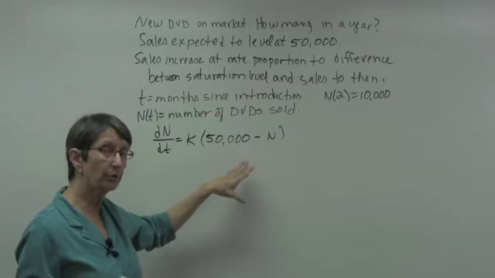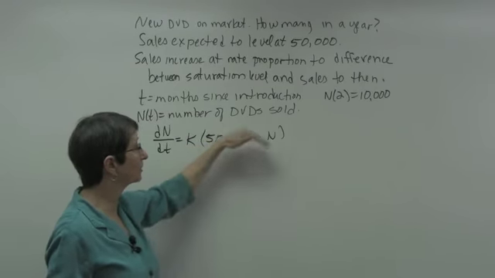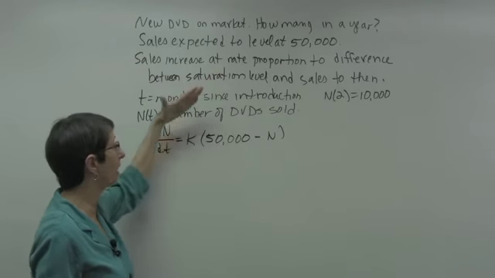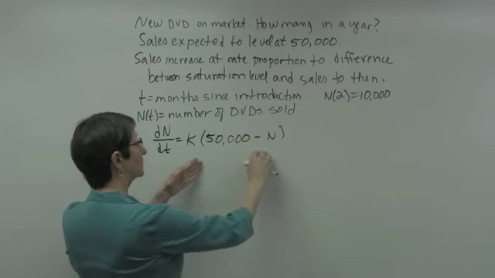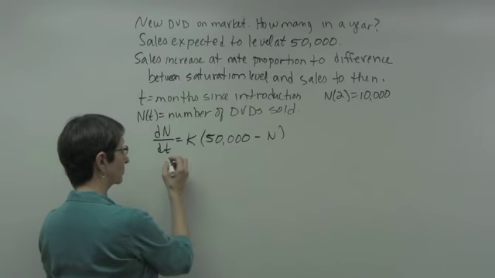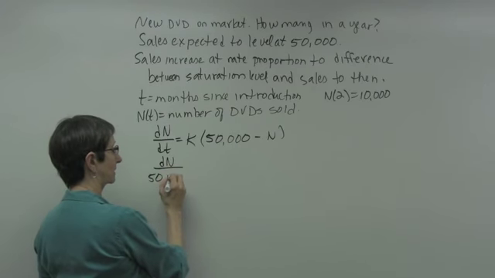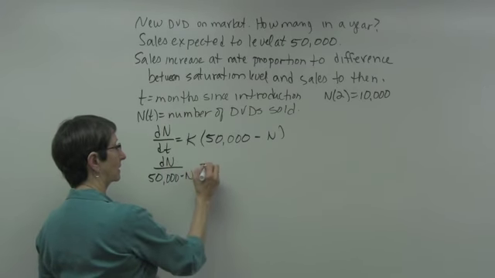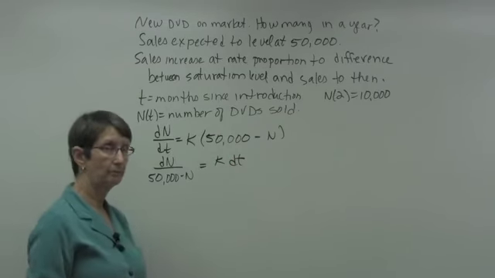This is different from the previous example. So we have 50,000 and we're going to increase up to that point. This is a heating problem. Now, I can do this as a separable differential equation again. I can move my whole parenthesis under the dN, leave the constant K where it is and multiply by dt.